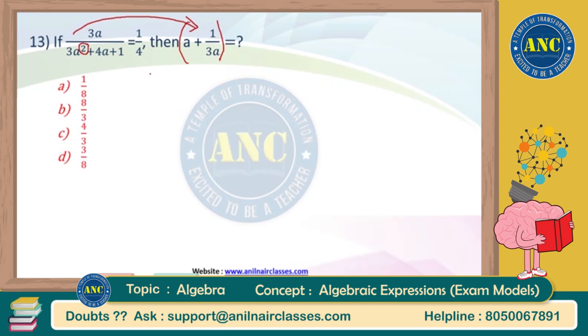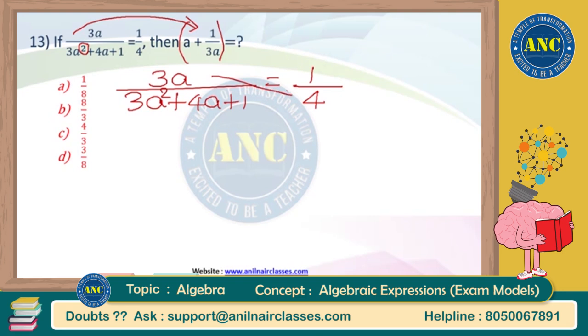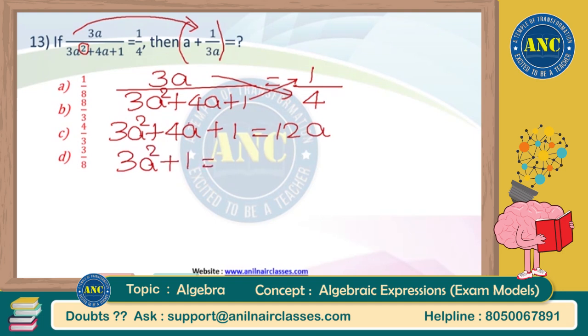Now what is being asked, what is being given in the question? 3a divided by 3a square plus 4a plus 1 is equal to 1 by 4. Now the condition which is given here is degree 2. I want to convert it to degree 1. Now first of all, cross multiply and simplify. If I cross multiply, 3a square plus 4a plus 1 is equal to 4 into 3a is 12a. I can further simplify this as 3a square plus 1 is equal to 12a minus 4a is 8a, right? 12a minus 4a is 8a.